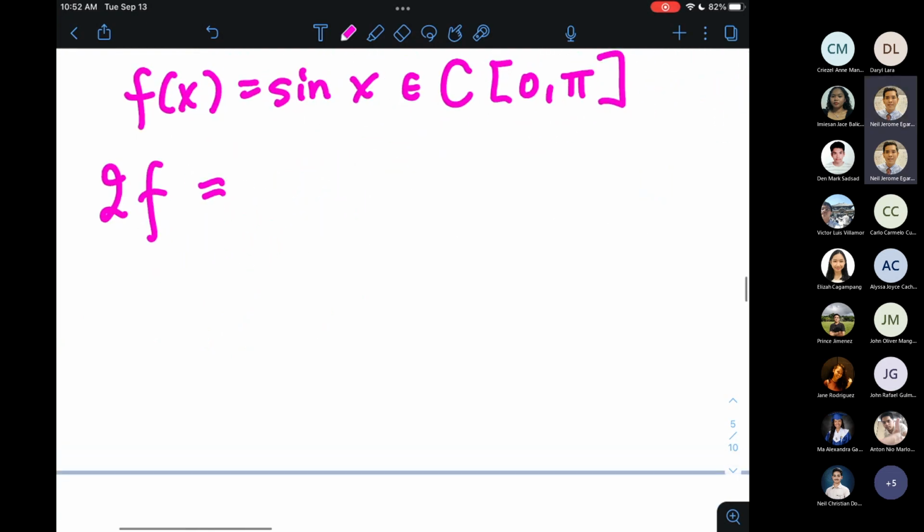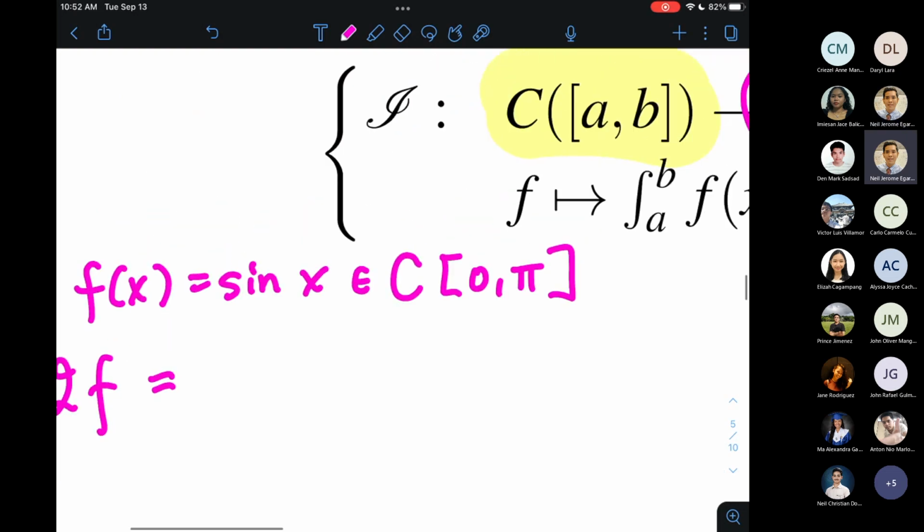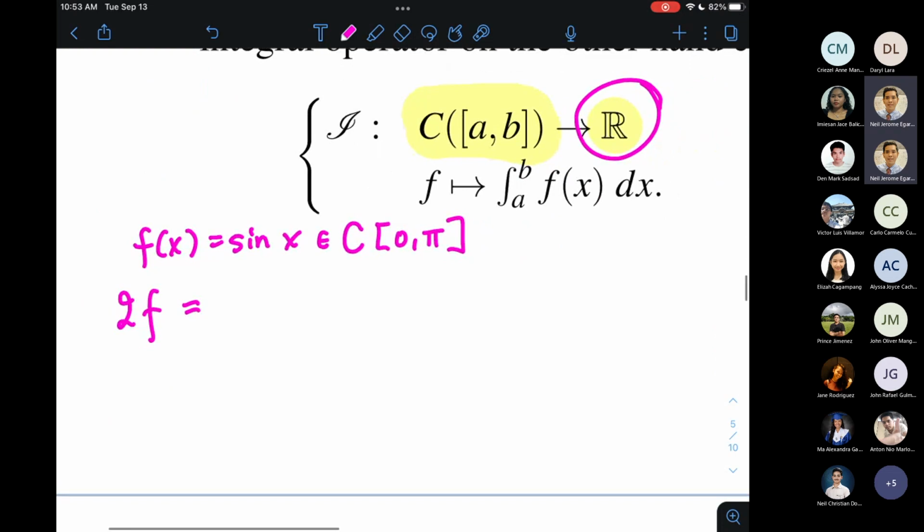Anyone who wants to venture a guess? Ano si I of f? Ano yung image ni sine x under the operator I, the integral operator I? Sige nga. Integrate. Ano si I of f? Here. I of f is defined that way.